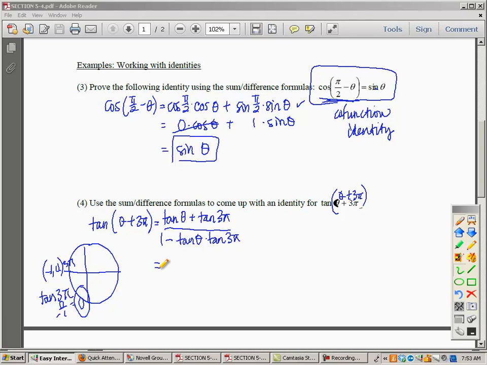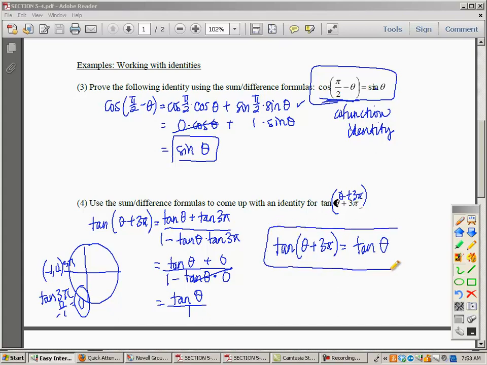So I'm going to put that into my function. The tangent of theta plus 0 over 1 minus the tangent of theta times 0. Well, anything times 0 goes away. So in my numerator, I have a tangent. In my denominator, I just have 1. So let's write our identity. The tangent of an angle plus 3 pi is exactly the same thing as the tangent of the original angle. And you've just created your own identity by using these sum and difference formulas.